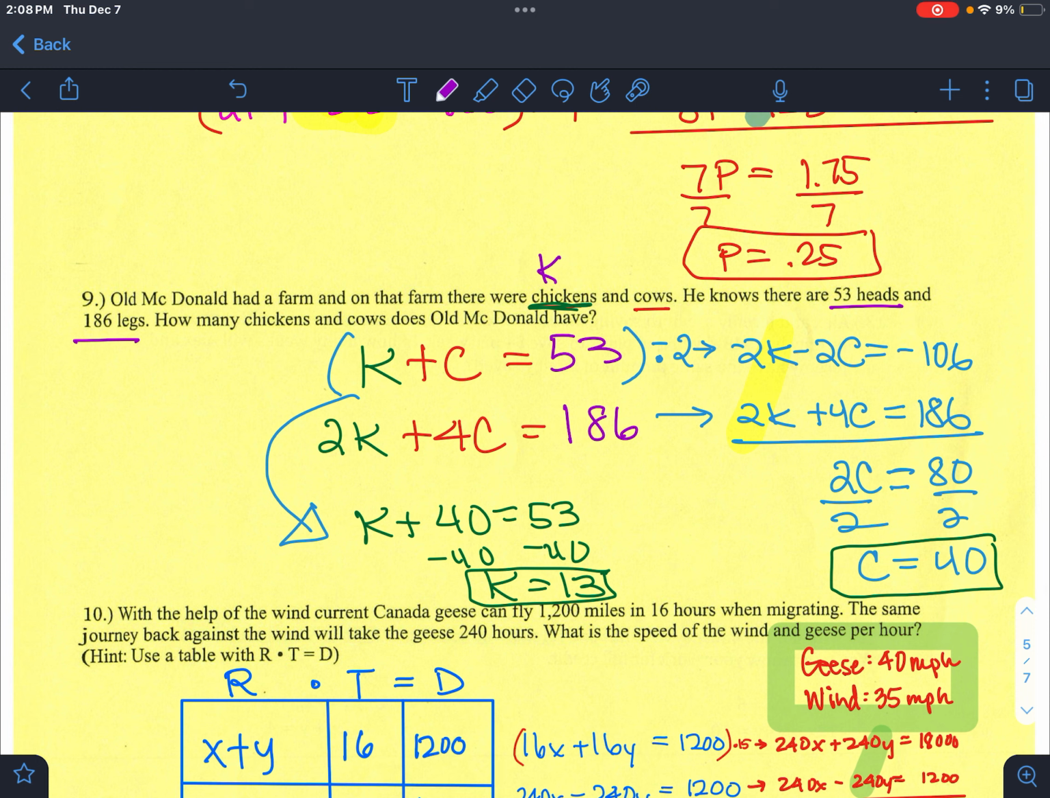And I decided to eliminate the chickens. So I eliminated the chickens, and I found out that I had 4 cows. I substituted back in, I found out I had 13 chickens, giving me a total of 53 animals with the proper amount of legs.